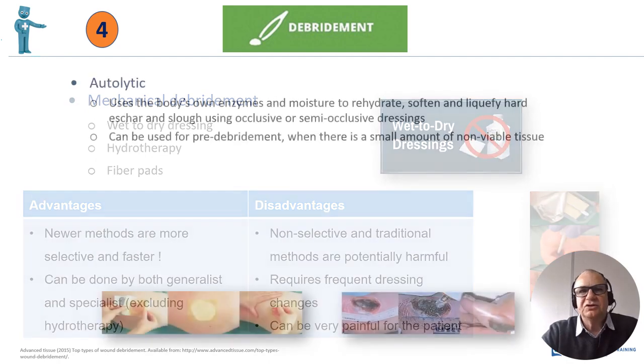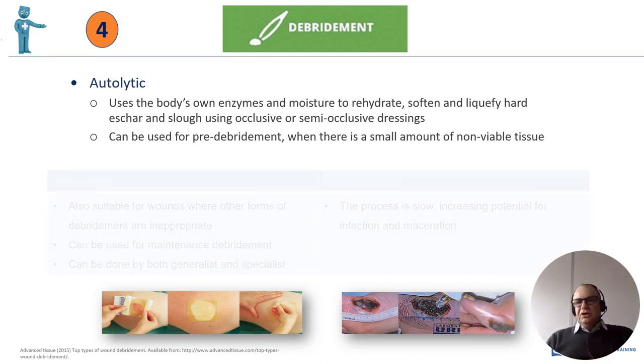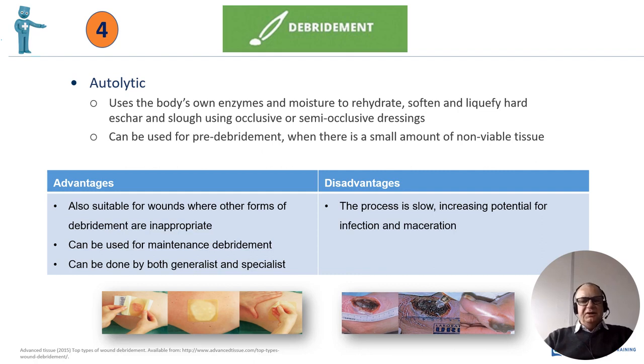Autolytic debridement is quite commonly used, especially when we are looking at community healthcare, because many of the nurses will not have the license to do surgical debridement. But the use of autolytic debridement is many times used before we do other types of debridement. If we want to soften the fibrinous tissue or the necrotic tissue inside the wound, then we can prepare the wound.